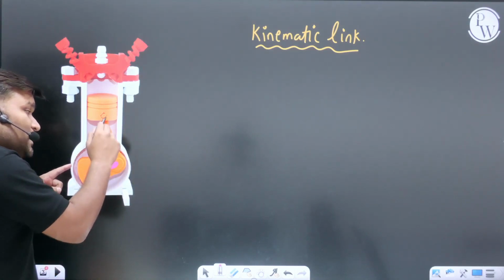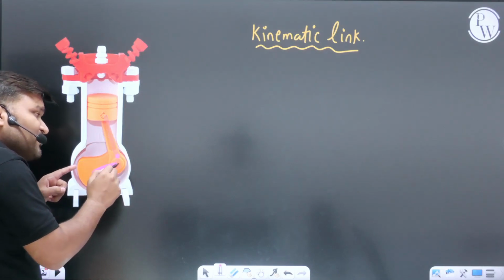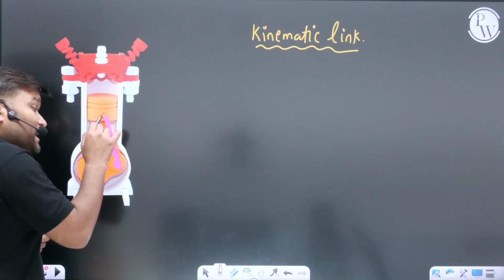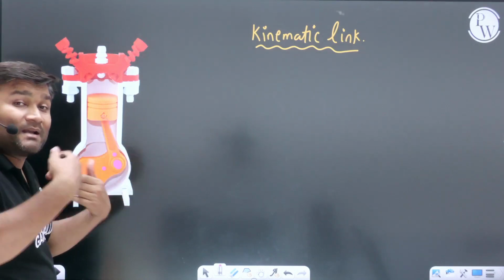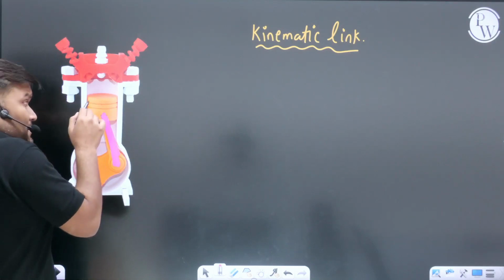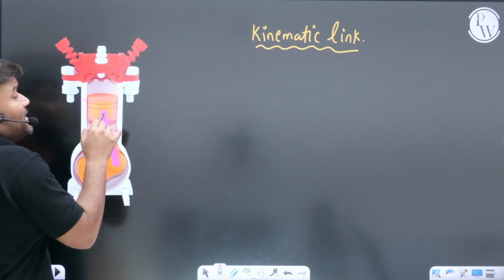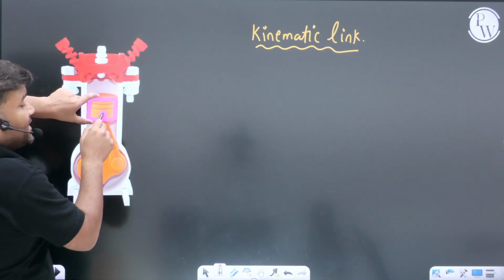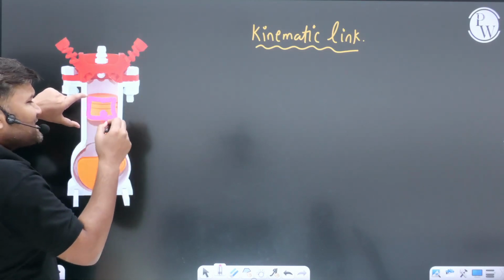The crank is connected to the connecting rod. Between them we again have a pin joint, so there will be some relative motion between them. Again, I will consider the connecting rod as a separate link. And with respect to this connecting rod, I have connected a piston here, again with the help of a pin joint. This piston and connecting rod can have relative motion. So I will consider the piston as a separate link.